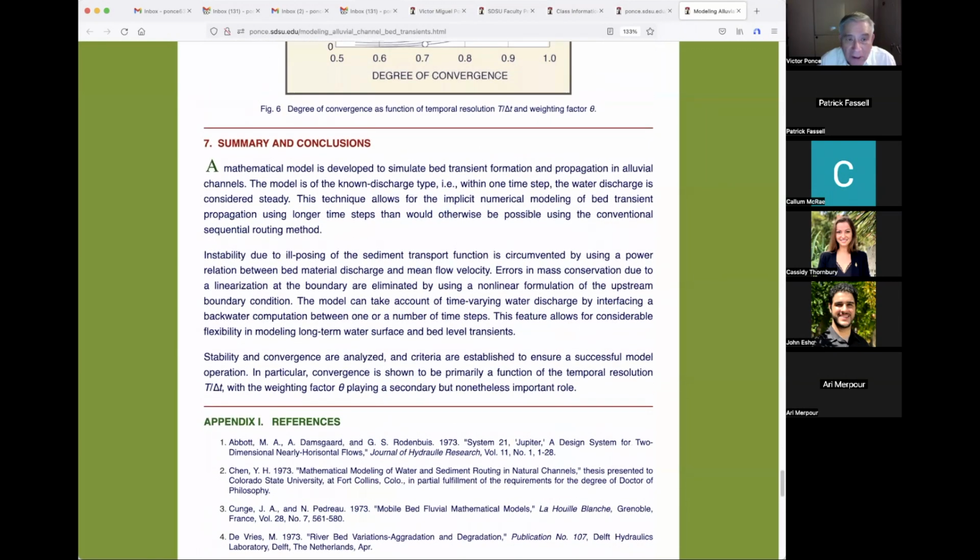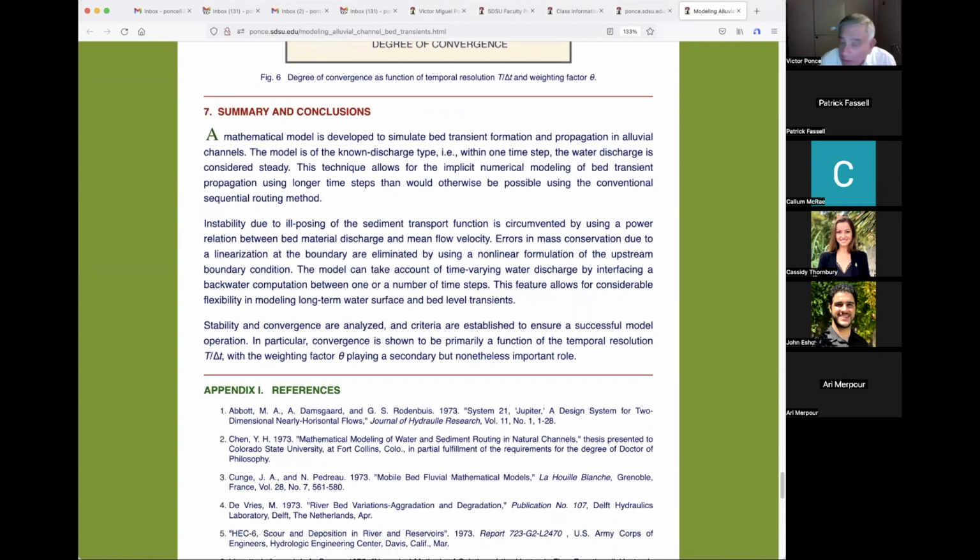In summary, we developed a mathematical model to simulate bed transient and propagation. This technique allows the implicit numerical modeling of bed transients. Instability due to ill posing of the sediment transport, that's something we discovered at the time. We didn't spend a whole lot of time explaining that. We analyzed stability and convergence, which was our subject at the time. I wrote several papers just on the issue of stability and convergence.